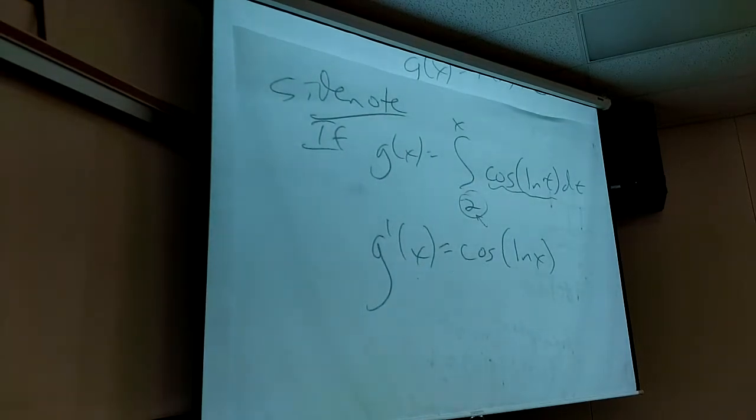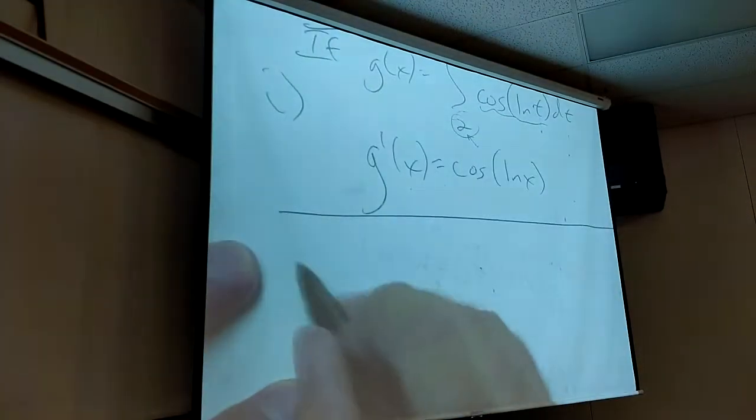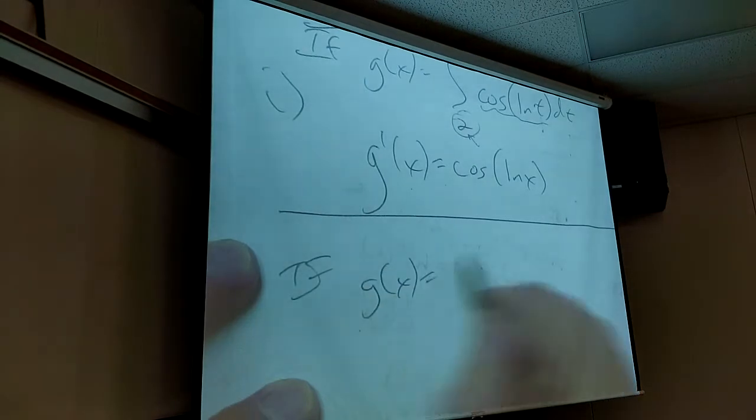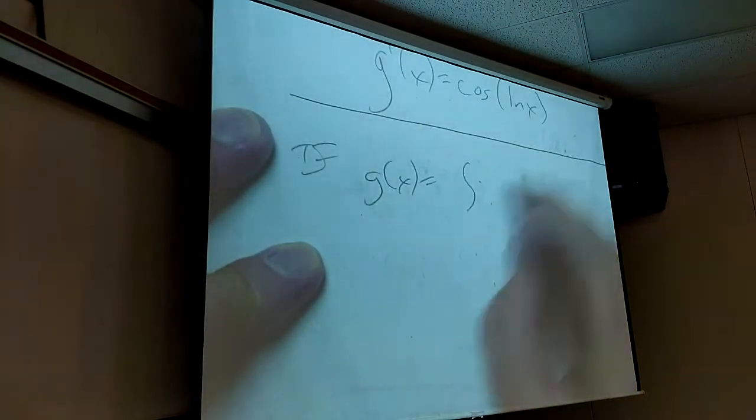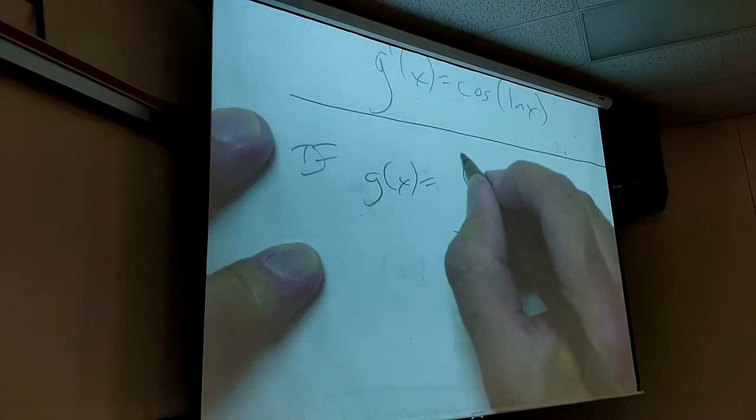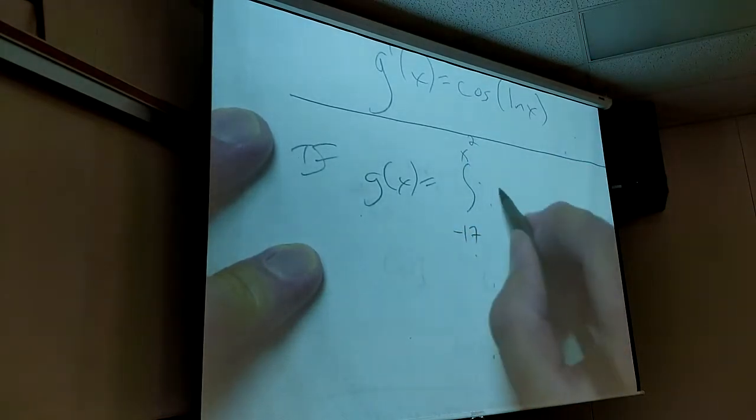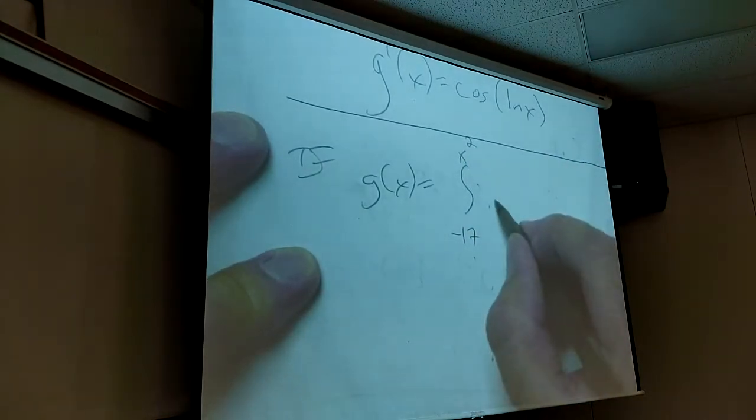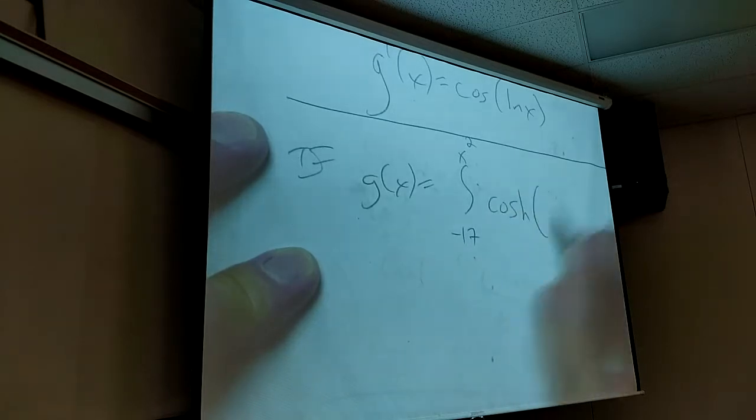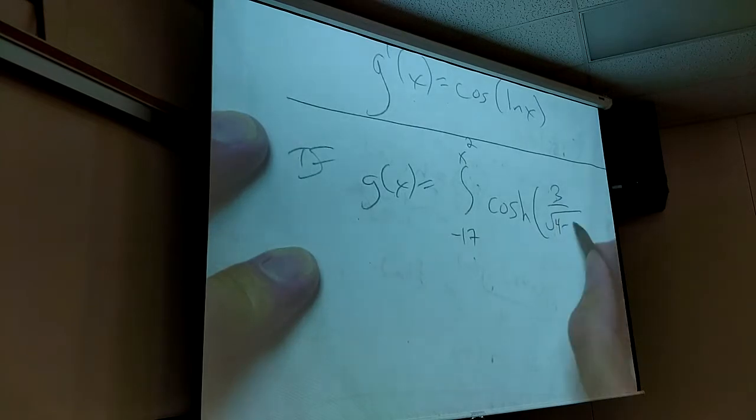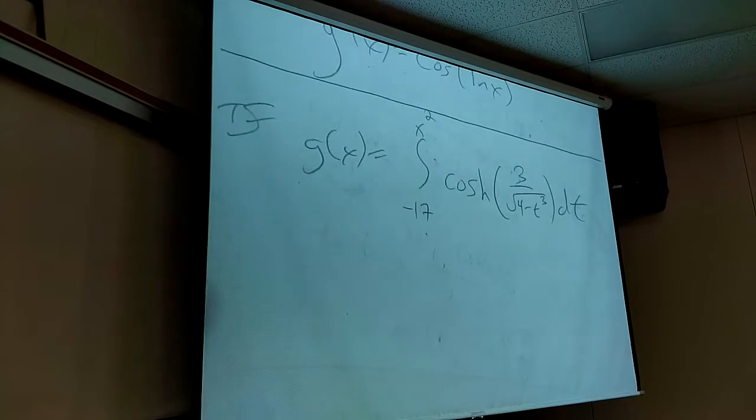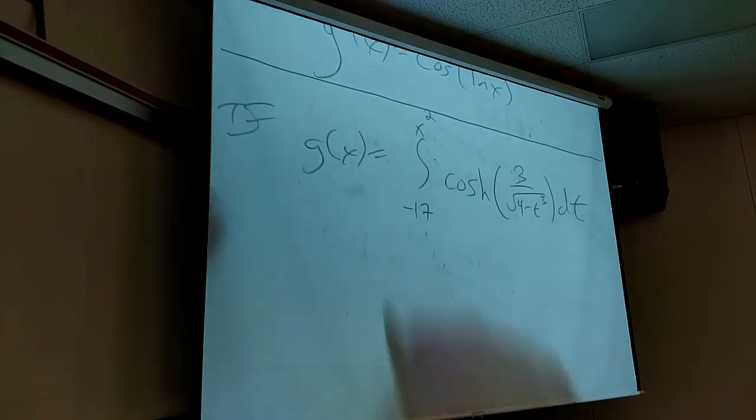Now, here's the next level to this. You're going to see this in this homework. So that's number 1. What if I had this? If g of x is the integral from negative 17 to x squared of hyperbolic cosine of 3 over the square root of 4 minus t cubed, and then I say, what's g prime of x?